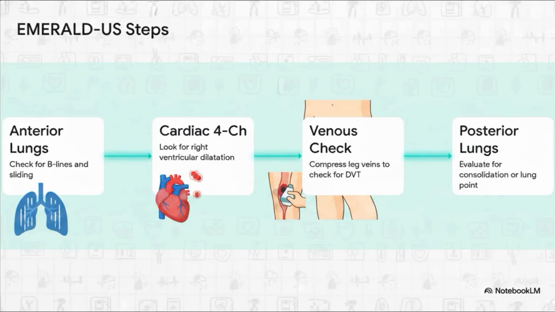Executing this requires 4 highly systematic steps. First, you check those anterior lung zones for B lines and lung sliding. Second, you drop the probe down to the heart for a 4-chamber view, hunting for a dilated right ventricle, which is a massive red flag for a pulmonary embolism. Third, you compress the veins in the legs to check for deep vein thrombosis, pairing that with your PE check. And finally, you evaluate the posterior lungs for fluid or the dreaded lung point of a pneumothorax. It flows so seamlessly: lungs, heart, legs, and back up.